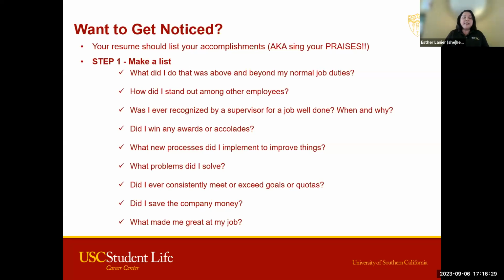But remember that you are the person that's making a difference. And if you are not telling that on your resume, then the employer or anyone else that reads your resume is not going to get that message. So here are just some questions. I'm just going to pick a couple of them from here.